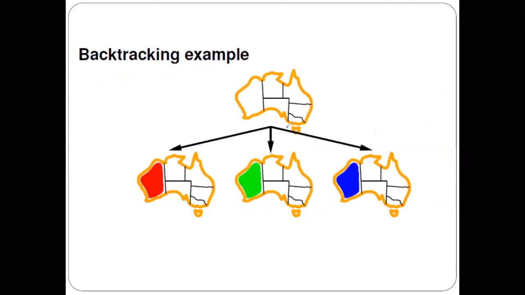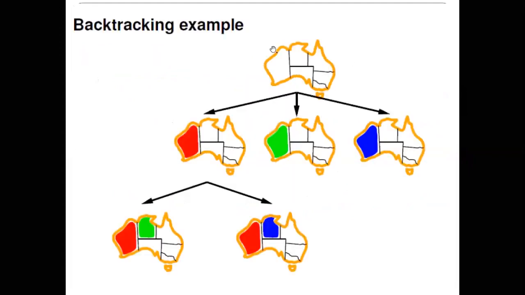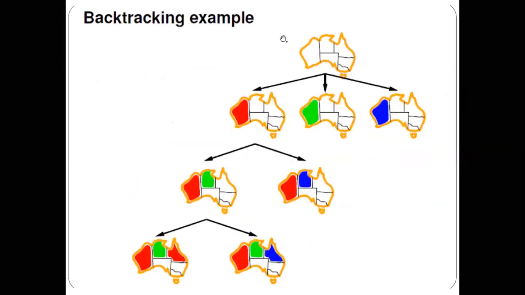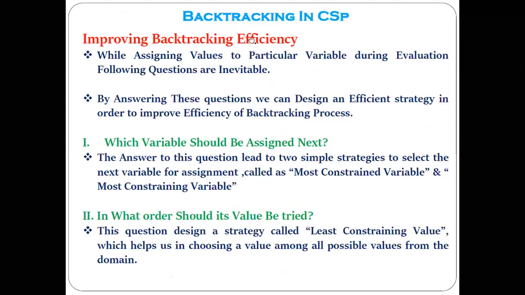This is the example that we have already discussed. Suppose you try to assign colors to the different graph regions like this, and we go on assigning the colors. Next steps we assign like this, and again we go forward. But if you see at this point, is it possible to color this region? No. It means you need to backtrack like this. And we need to reduce this number of backtracks. That is our main aim, so that the efficiency can be increased.